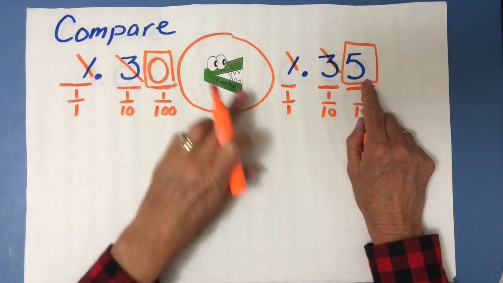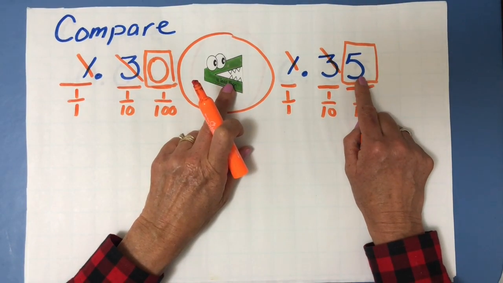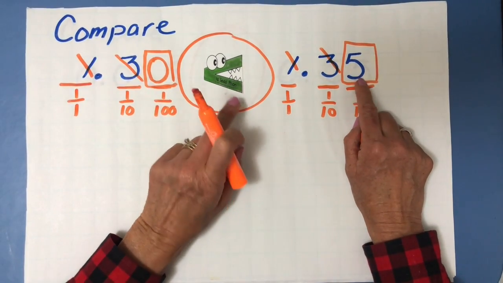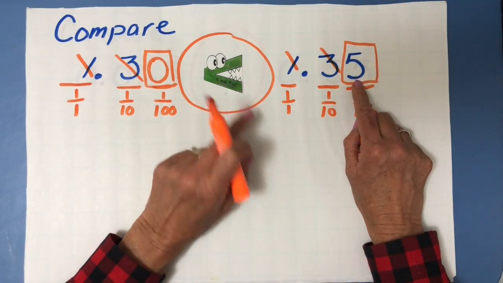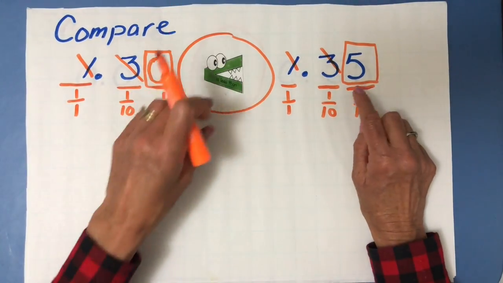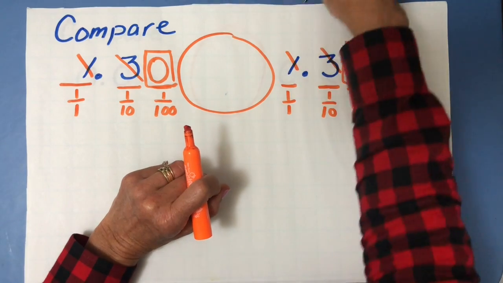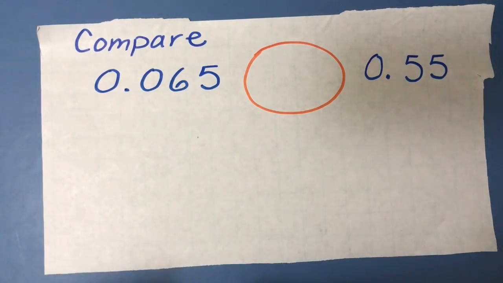And remember, the alligator always wants to eat the biggest number. That's why I like the alligator so much, because it always eats the bigger number so you get the direction correct. Okay, let's compare this one.